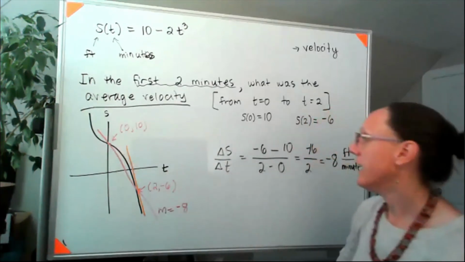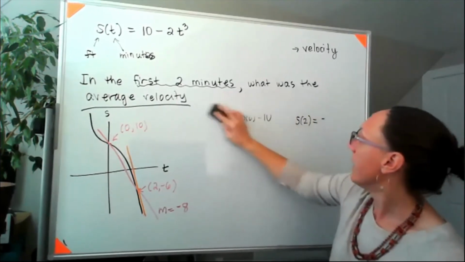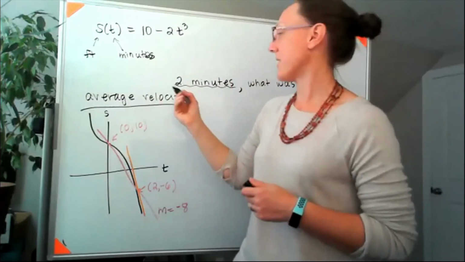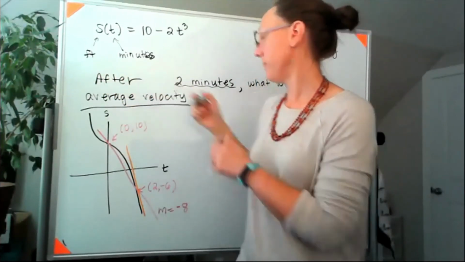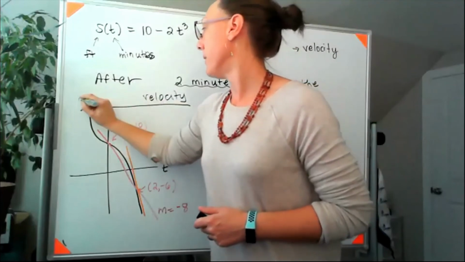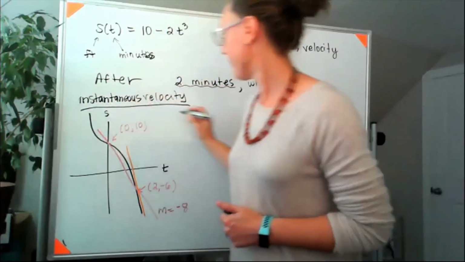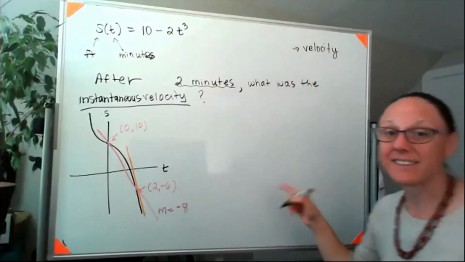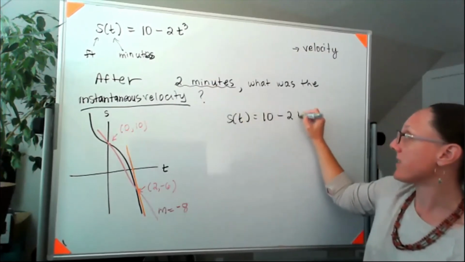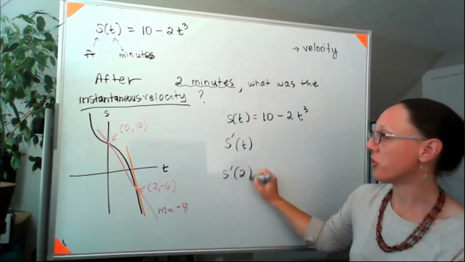So let's see what happens if, instead of finding the average velocity in the first 2 minutes, we want to say after 2 minutes, what was the instantaneous velocity? And that instantaneous velocity is asking us to take the derivative. So right now we've got s of t is equal to 10 minus 2t cubed. And I need to find s prime. And specifically, I'm going to need s prime of 2 to answer the question.